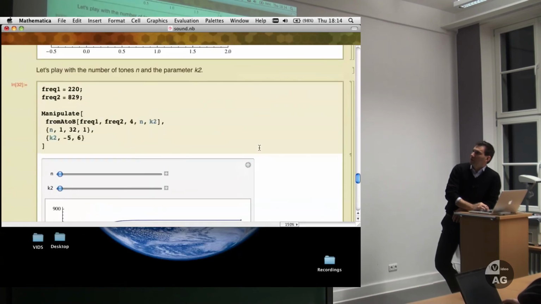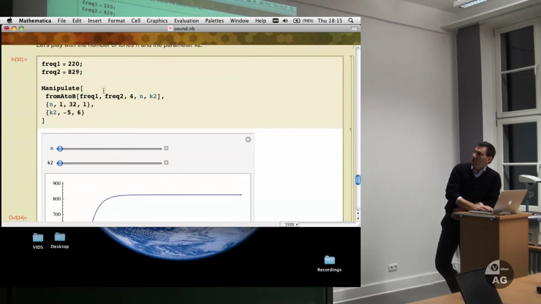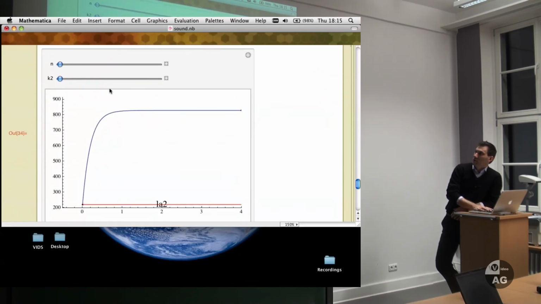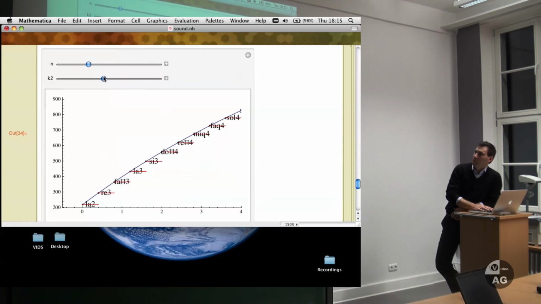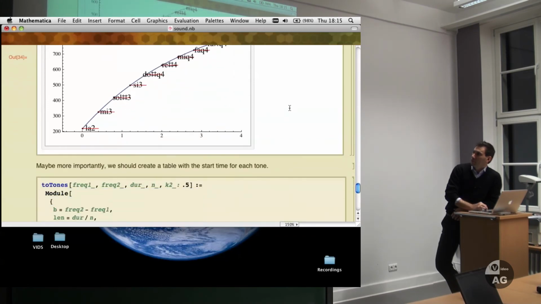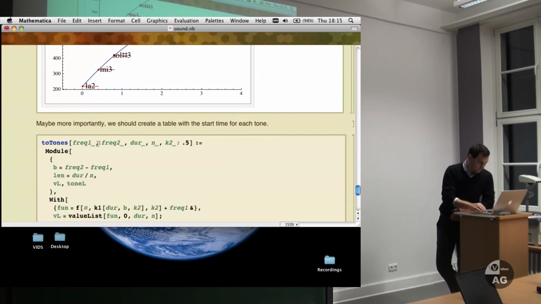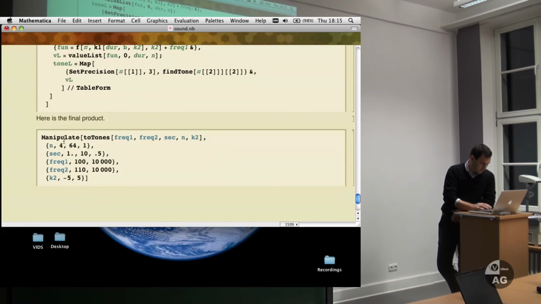So what do we have here? I have fixed the starting and the ending frequencies, and I have also fixed the duration up to 4 seconds. So now what I can play with is the shape of my exponential, and the number of tones to play. And I can see how they change. This is the boring, linear, and stuff like this. Okay. We can do even better. Here's the final product.